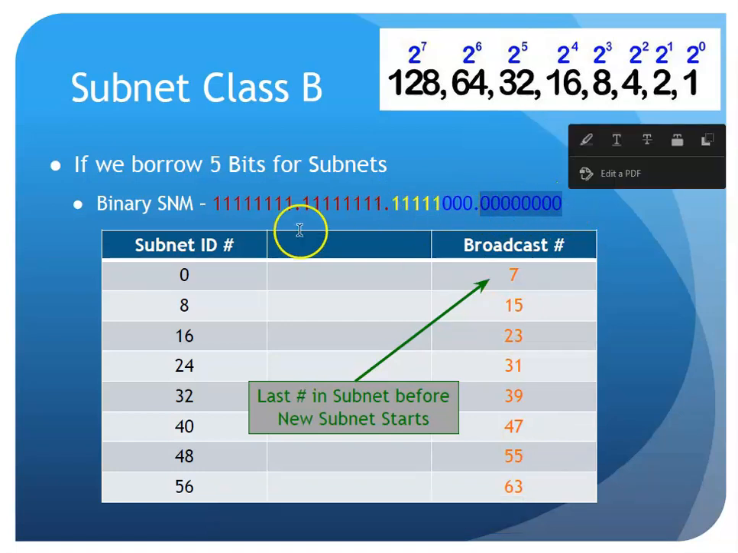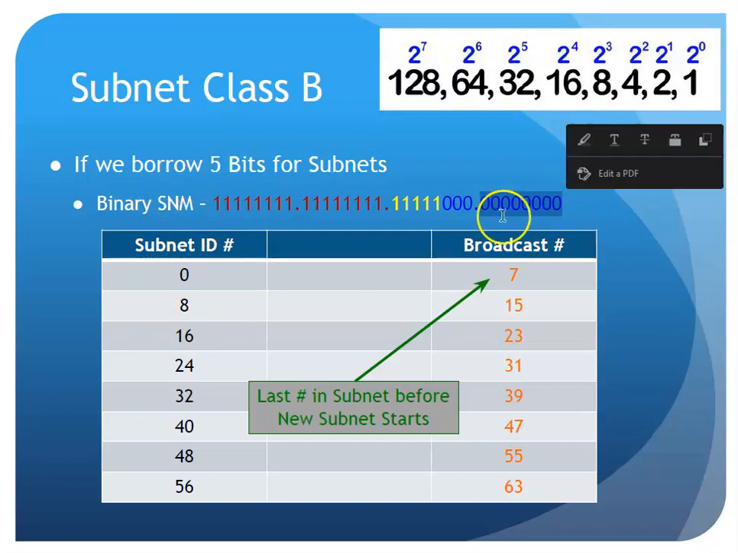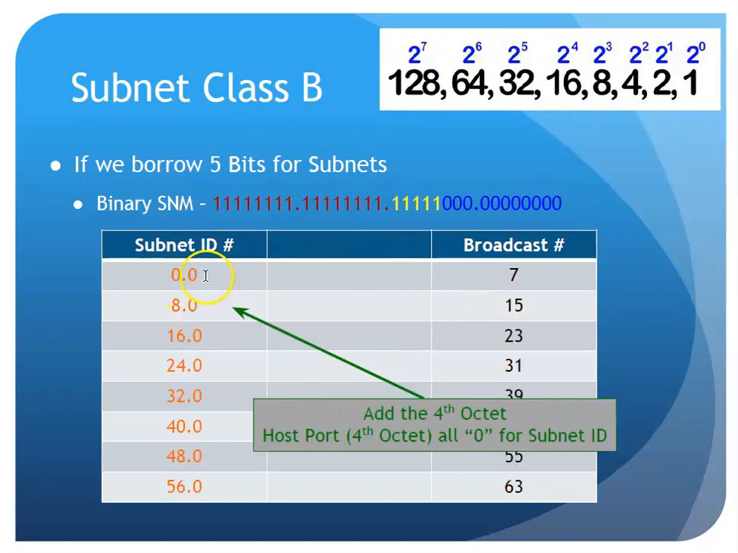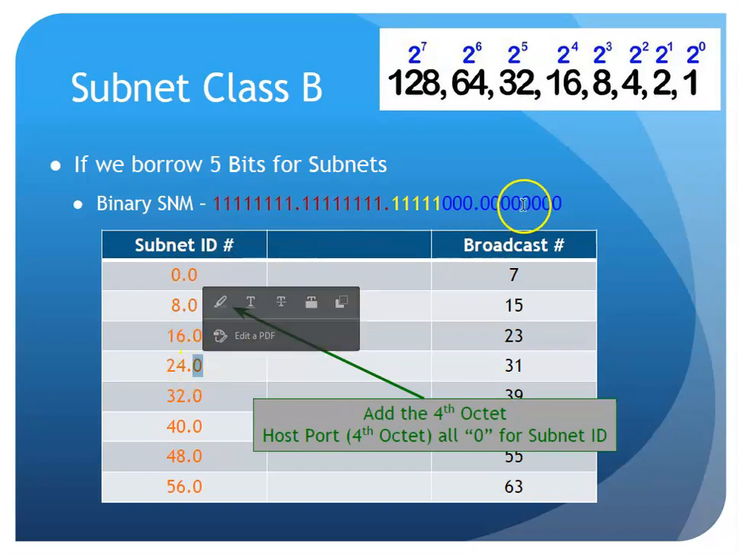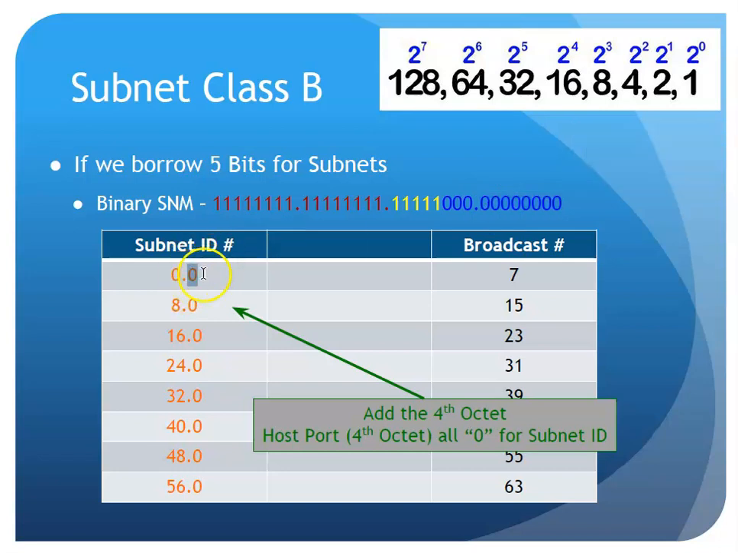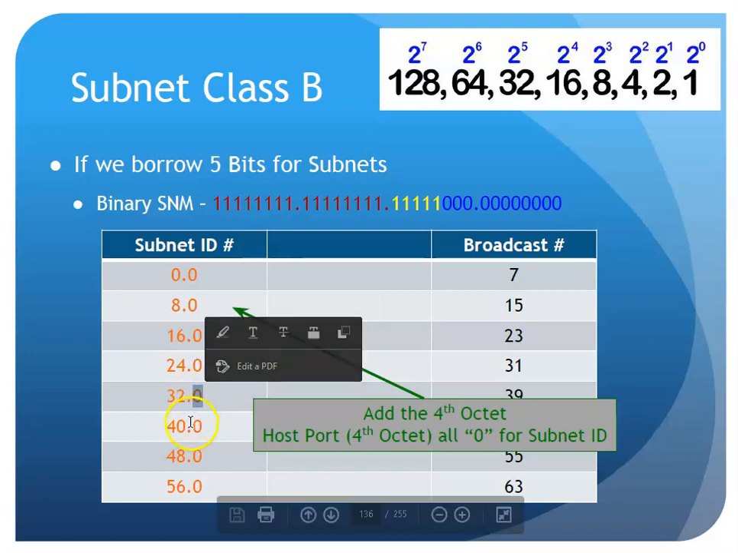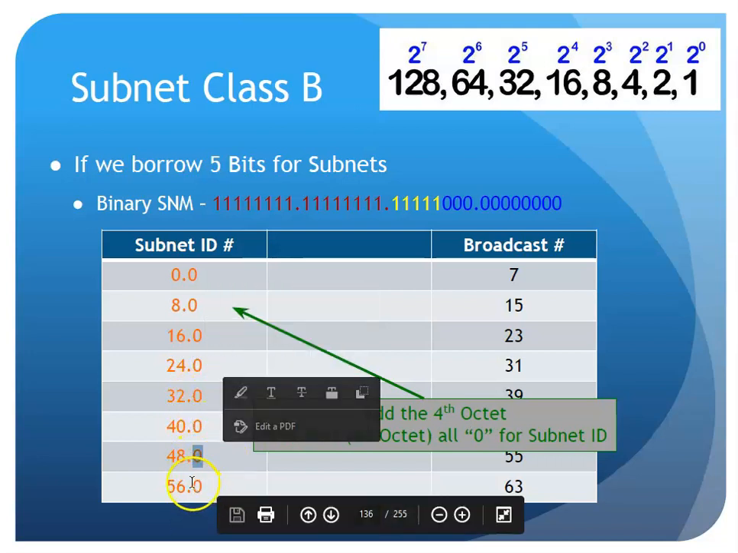If we remember our rules, over here on the subnet ID or subnet network number, the host portion is all zeros. So what we can do is just literally tag on a .0 for the fourth octet. Remember, the network number is all zeros in the host portion, so just tag on zeros here for the fourth octet, and I now have my network number completed.